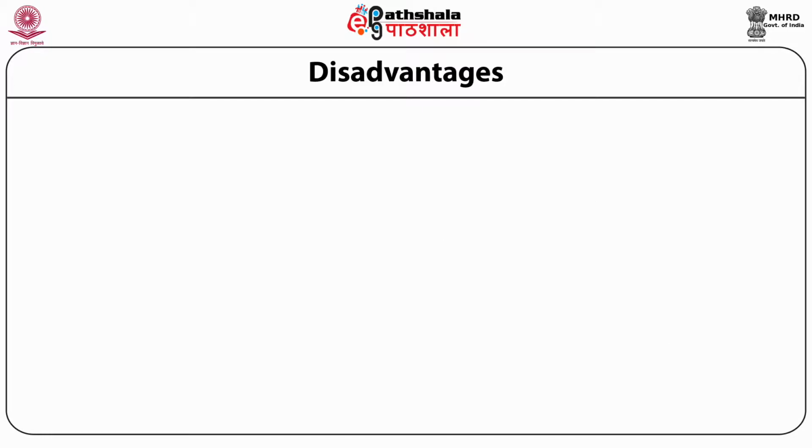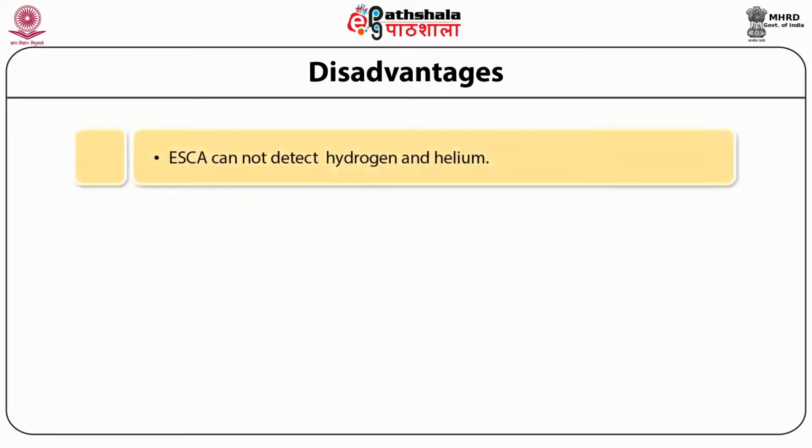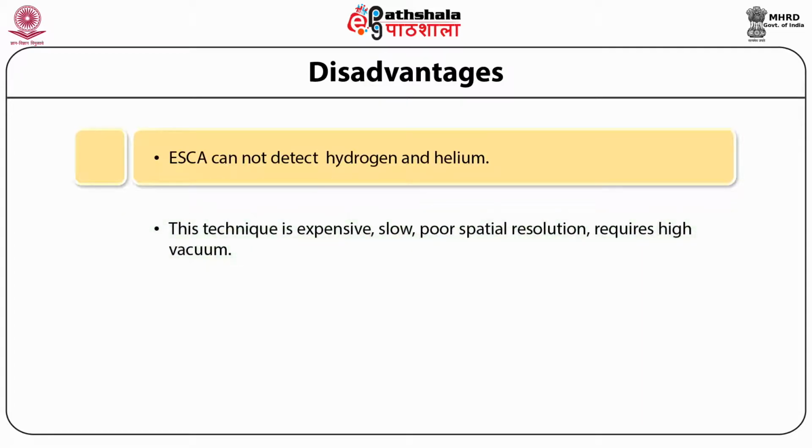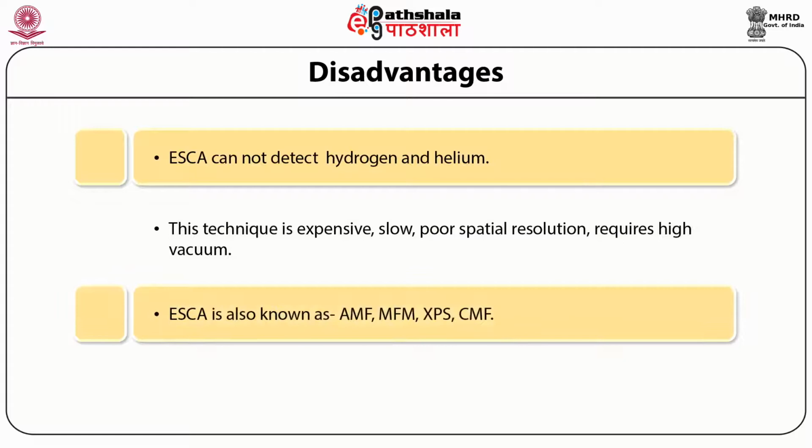The disadvantages of this spectroscopy. ESCA cannot detect hydrogen and helium. That is one big disadvantage that one comes across while using ESCA. This technique is expensive, slow, gives poor spatial resolution, and requires a very high vacuum. ESCA is also sometimes known as AMF, MFM, XPS or CMF, by a variety of names.